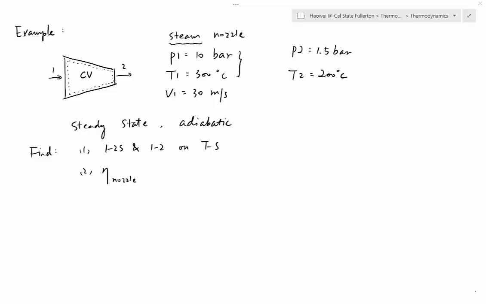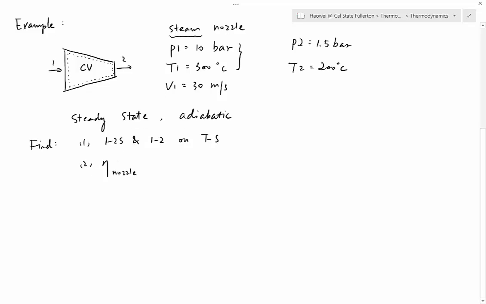The first part is to sketch the process 1-2s and 1-2 on a T versus S diagram. And the second part is to look for the efficiency of the nozzle. So let's sketch the diagram first.